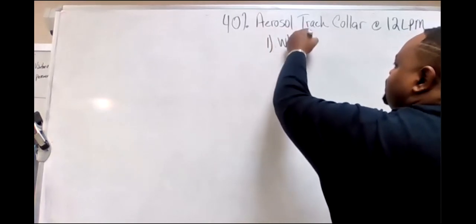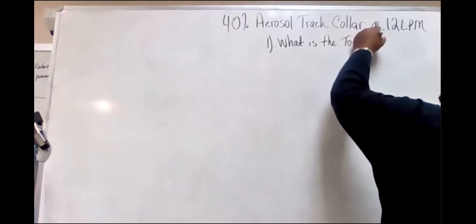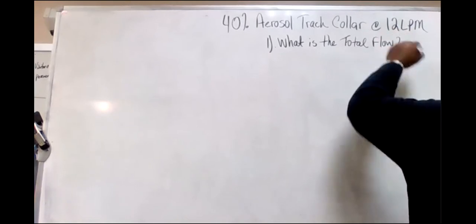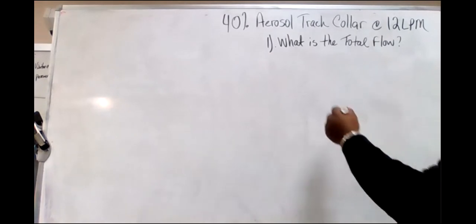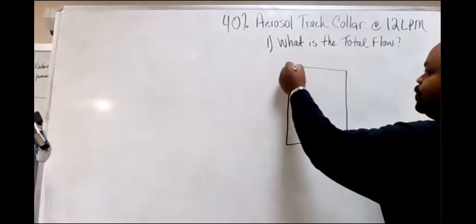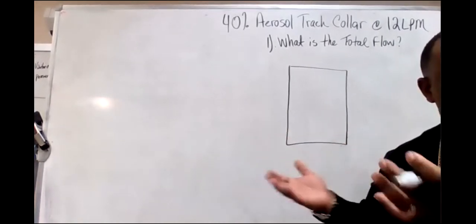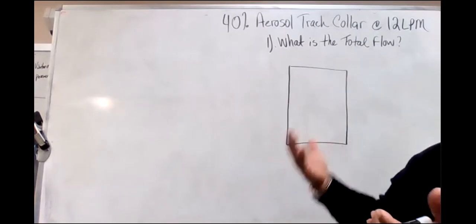what is the total flow of this device? What is the total flow? In order to find total flow, we use the magic box. Here's the magic box. When I do the magic box, guys, I'm first going to find the air to oxygen ratio. What is the mixture with the flow and the oxygen? What is the air to oxygen?